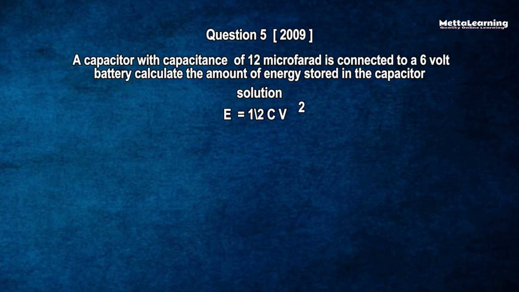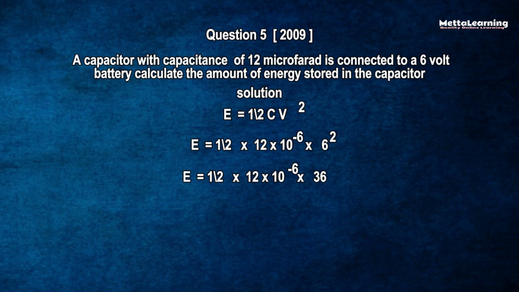So from our question, we're given a capacitance of 12 microfarad, and we're given a voltage of 6 volts. So we can convert our capacitance to be 12 times 10 to the power minus 6 farads. Then we can plug this into our equation, which is half times 12 times 10 raised to the power minus 6 times 6 squared. So we have half times 12 times 10 raised to the power minus 6 times 36. And when we multiply and divide through by 2, we'll be having 216 times 10 raised to the power minus 6 joules, which we can further write as 216 microjoules as our final answer.